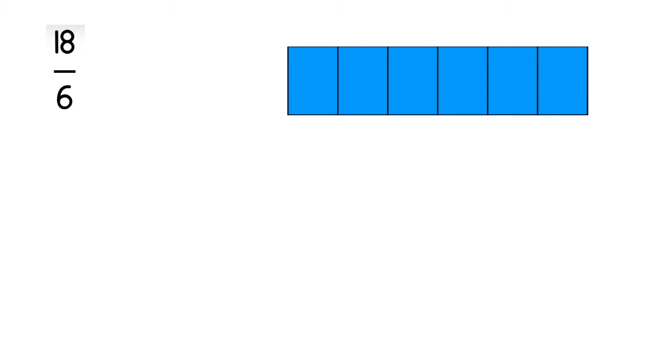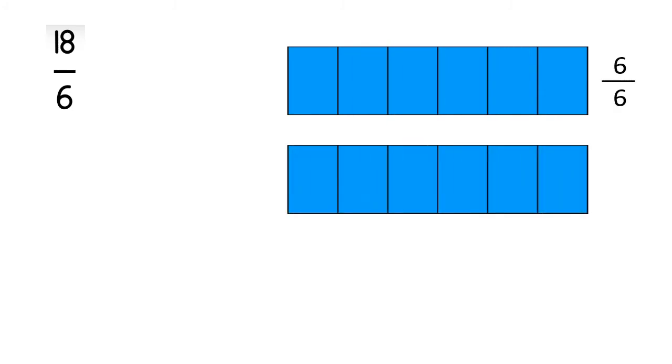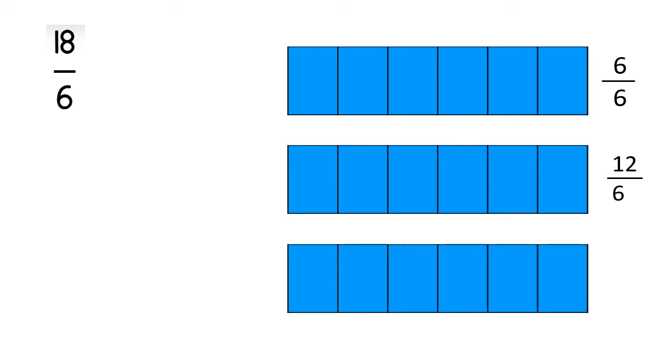Okay, so here we have another improper fraction. This fraction is 18 sixths. So how would we go about drawing this fraction? We would first draw 6 sixths. We would then draw another 6 sixths, which we know 6 and 6 would give us 12 sixths. And then we would draw another 6 sixths, and we know that 6 add 6 add 6, or 6 times 3 equals 18 sixths. So we now know that 18 sixths is equal to 3 wholes.